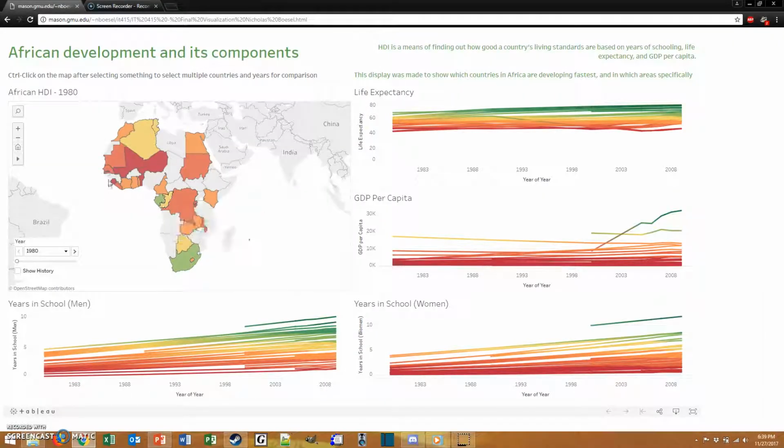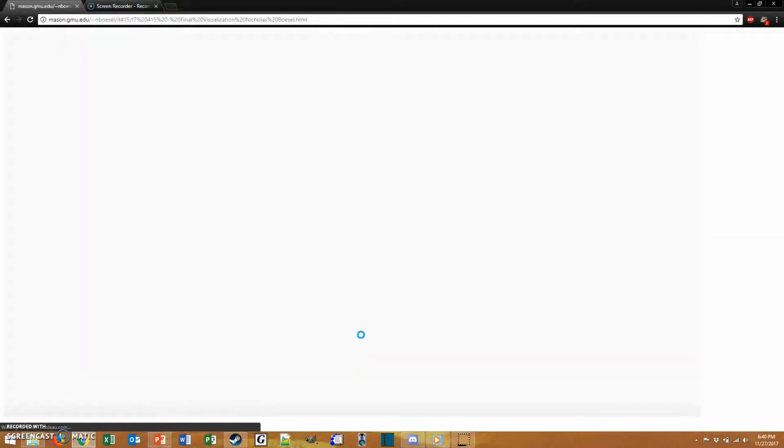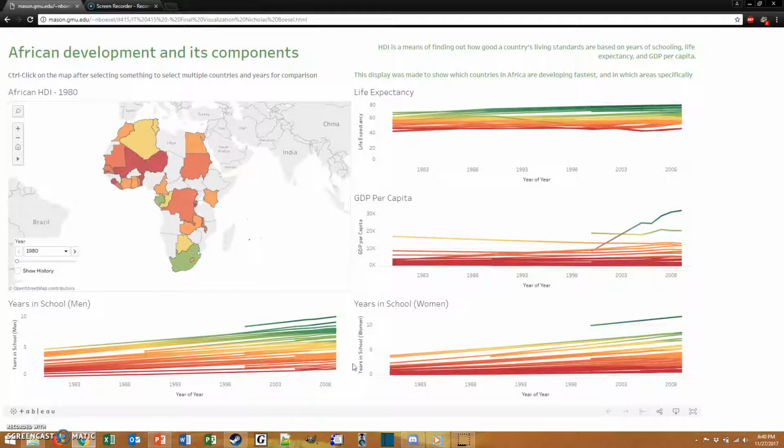And what we have here is a measure of the different African development and its components. HDI is broken up into life expectancy, GDP per capita, and generally education, years in school. Because Gapminder splits it up by gender, I have one for men and one for women. And as you can notice, the colors tend to correspond with the quality, with red generally being the worst, yellow being in the middle, and green being better. And I also have the data for many different years, stretching roughly from 1980 up to 2009.